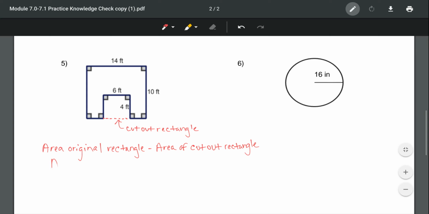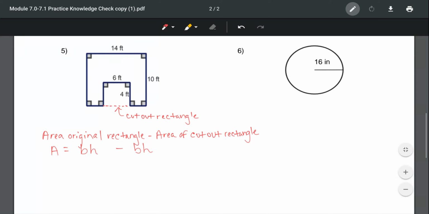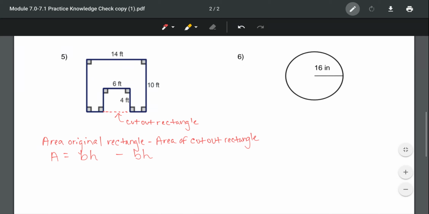So remember that the area of a rectangle is base times height. So we're taking the base times the height of the original rectangle and subtracting the base times the height of the rectangle that was cut out. So for the original rectangle, the base was 14 and then the height was 10. So let's plug in those values. So 14 times 10.